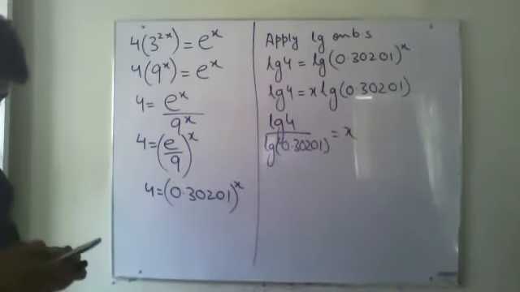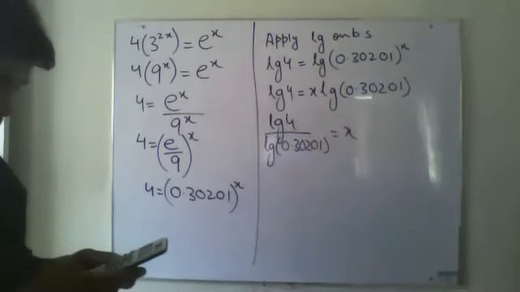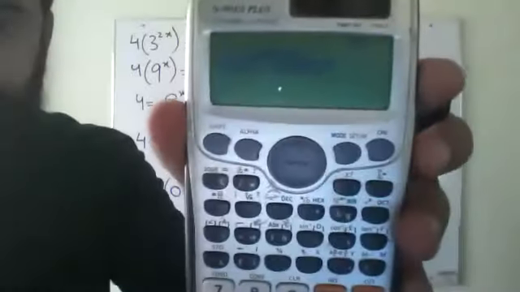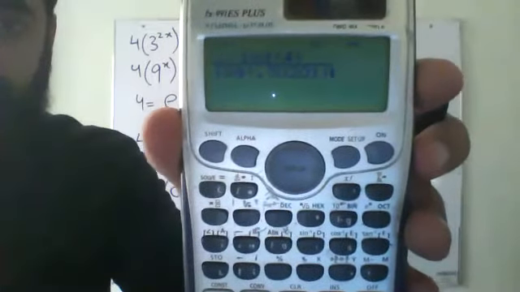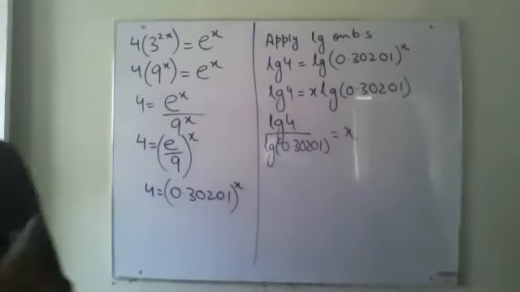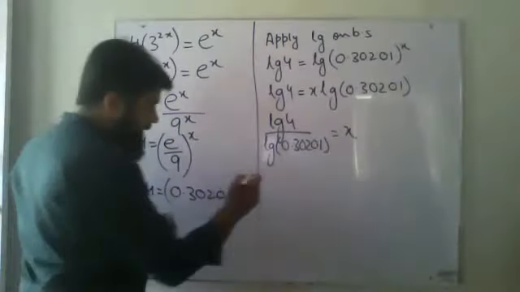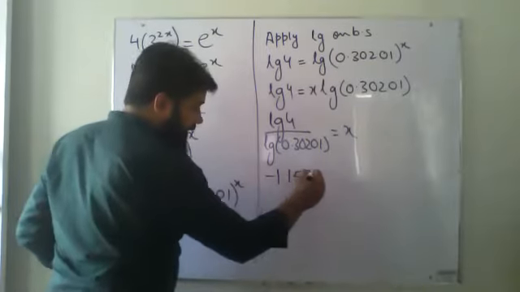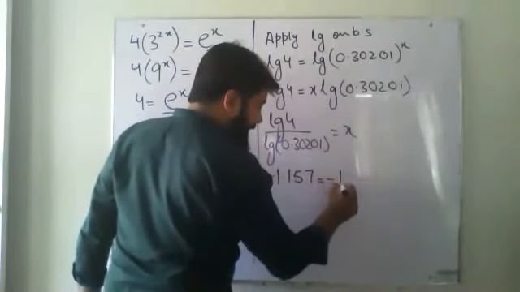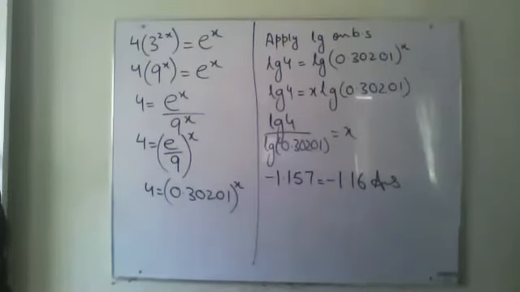And when I solve it in my calculator, log 4 divided by log 0.30201. Check it beta, log 4 over log 0.30201, which is written over here in the calculator. So the answer is coming minus 1.157, and we have to give the answer in three significant figures. So I will write it as minus 1.16, and that will be my final answer.